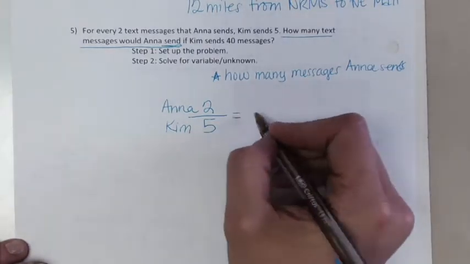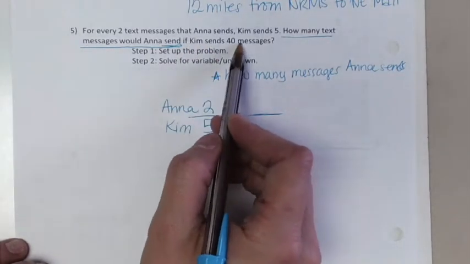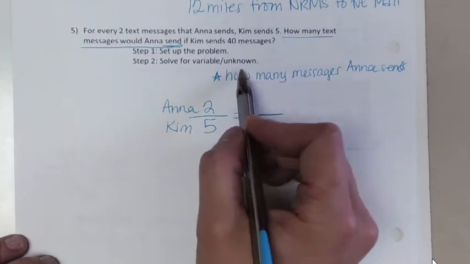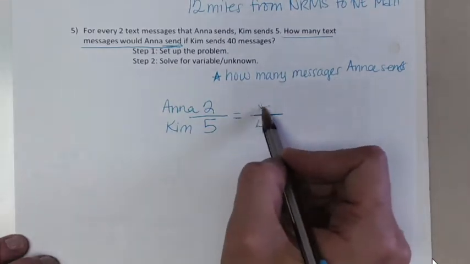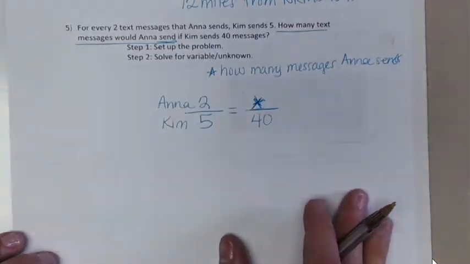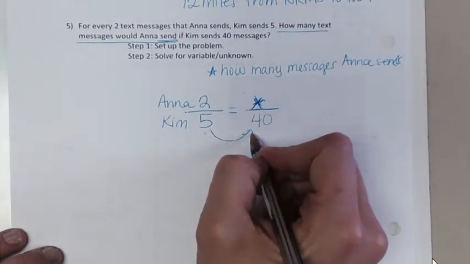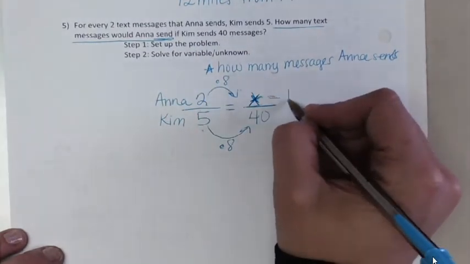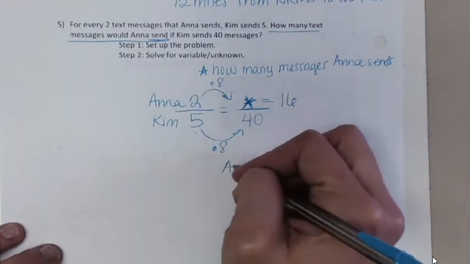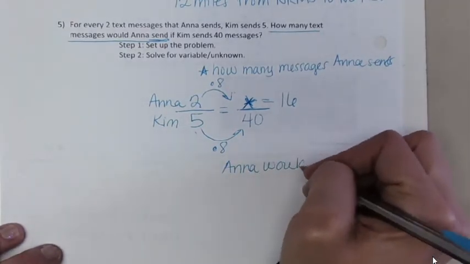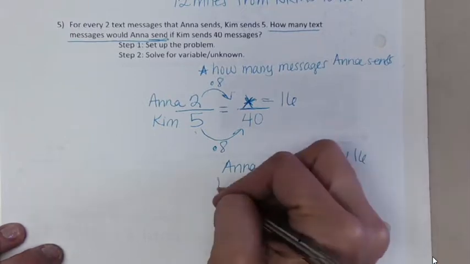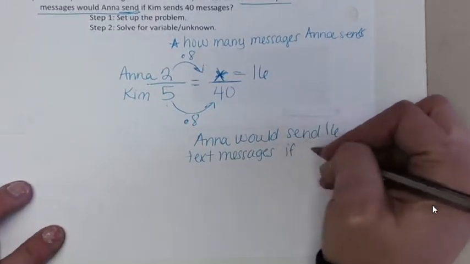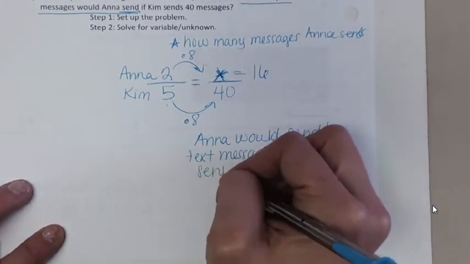Okay, and then we're going to set it equal to, we've been told that Kim is going to send 40. So we've been given a little bit more information, and we want to know how many messages Anna sends. That's our variable right here. That's what we're solving for. All right. Scale factor, 5 times 8, and so up here is times 8, so x would equal 16, meaning Anna would send 16 text messages if Kim sent 40. And that's it.